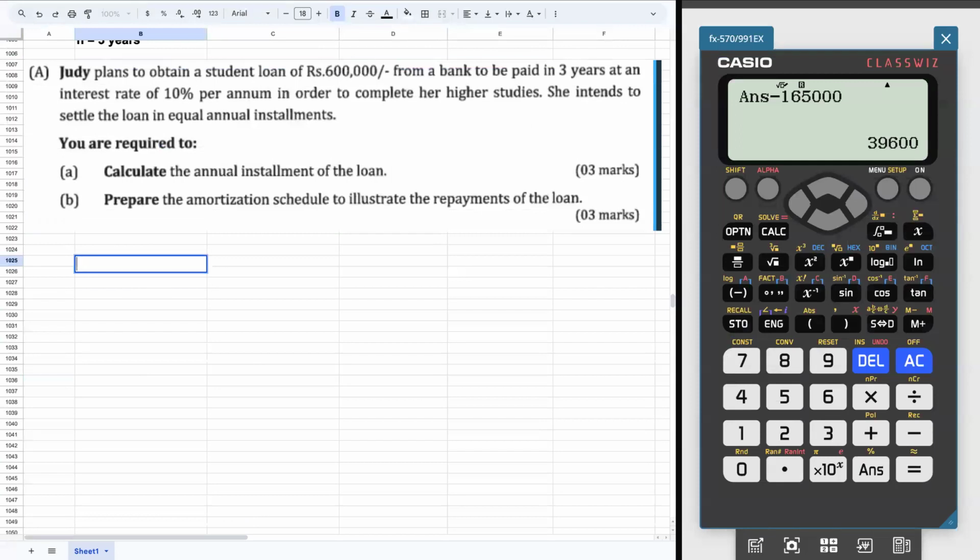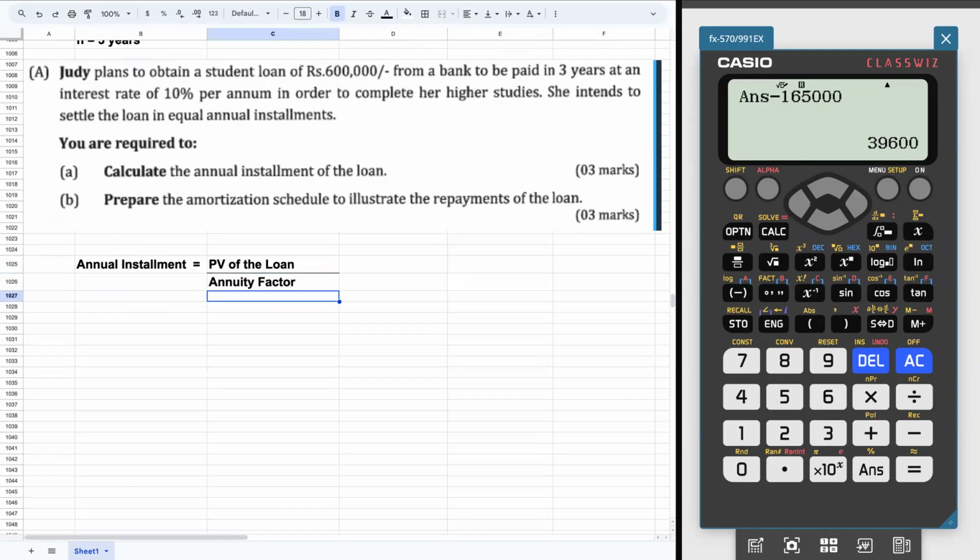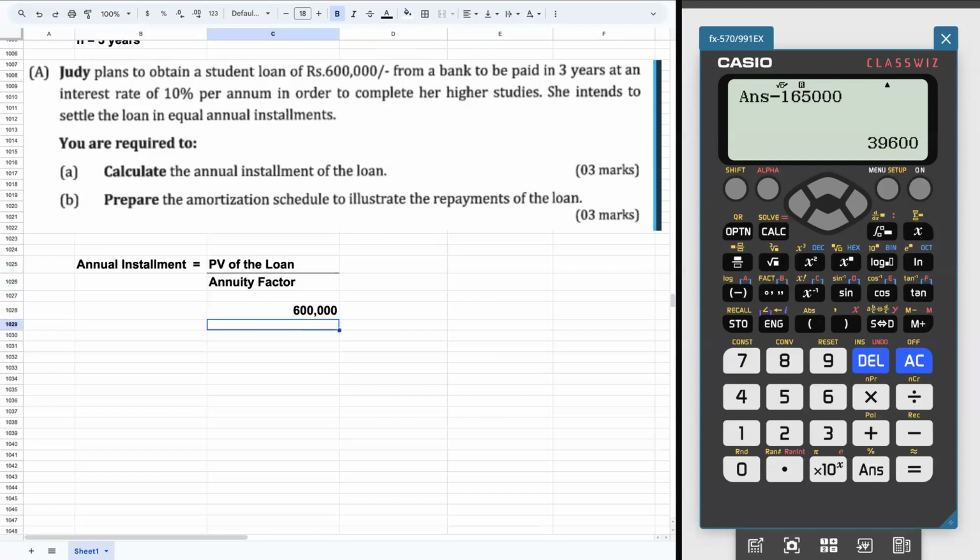The first question is about the annual installment, my dears. Can you remember the formula we have built? The annual installment is equal to the present value of the loan divided by the annuity factor, because the annual installment is always a constant amount we are going to pay for a specific period. That period is 3 years in the question. So the present value of the loan is today's value, which is 600,000. So we must find out the annuity factor. Let me recall the formula.